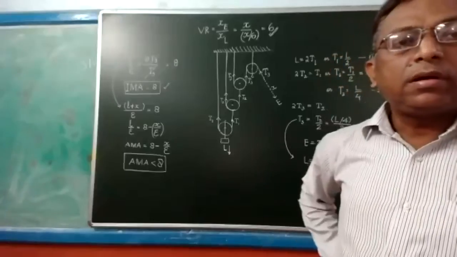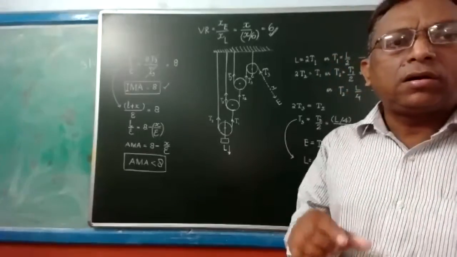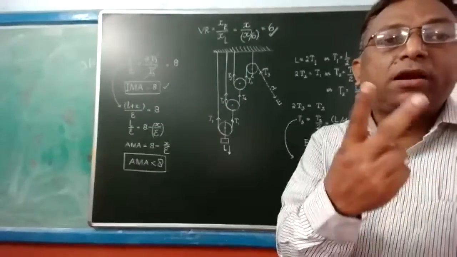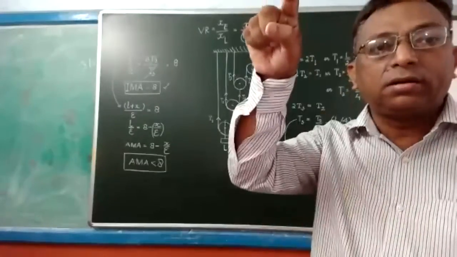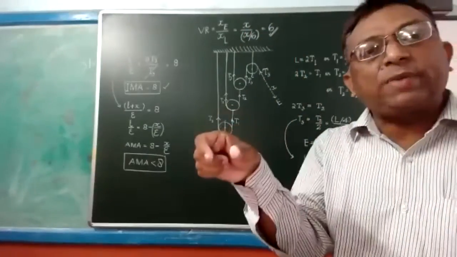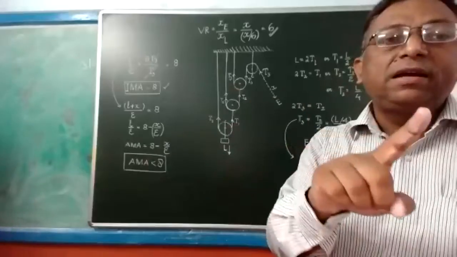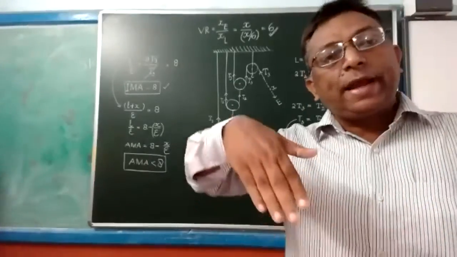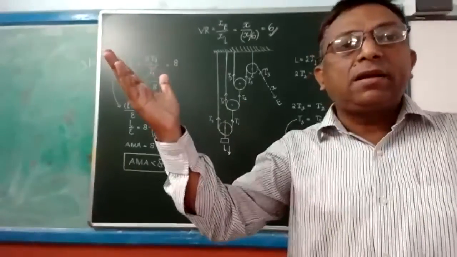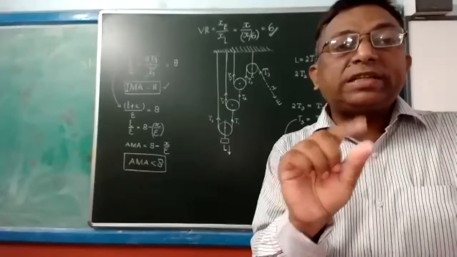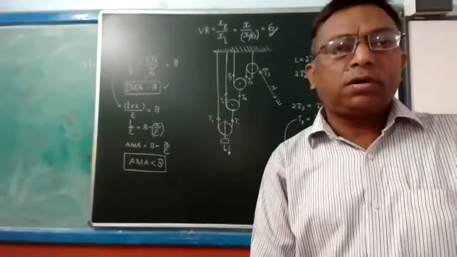Because in a movable pulley we can see that there are 2 strings. It means the load is supported by 2 strands, 2 cords. This is the reason: x/2 plus x/2, the complete distance is x. The effort distance is always equal to the sum of these, but the load is only displaced through a distance of x/2.